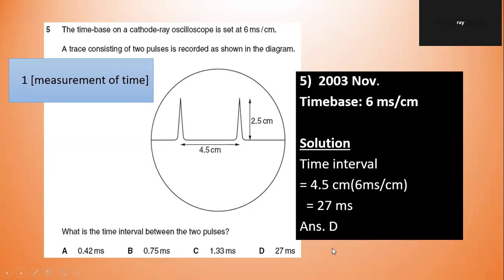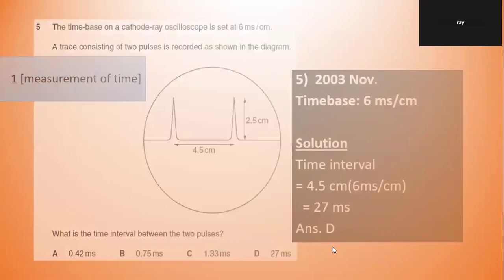Okay. Any comment? Okay. What's the answer for this one? The sound wave is displayed on the screen of the cathode ray oscilloscope. The time base of CRO is set at 2.5 millisecond per cm. What's the frequency of the sound wave? Find the period first.